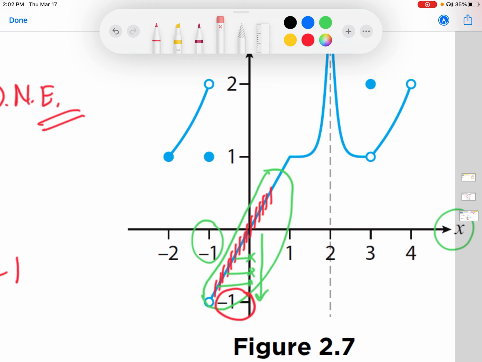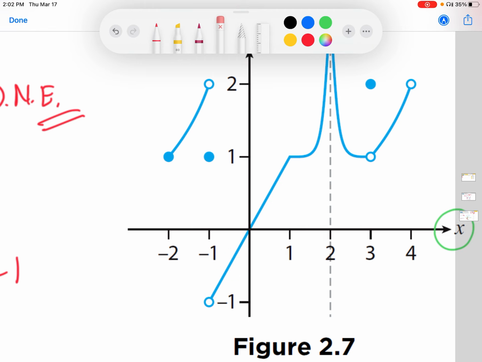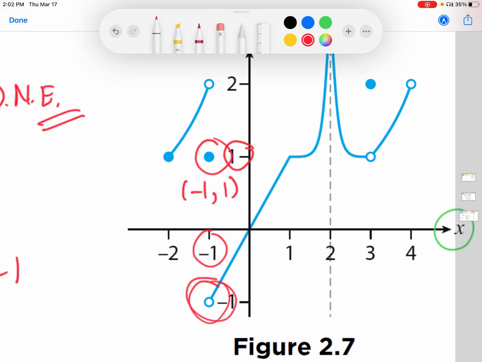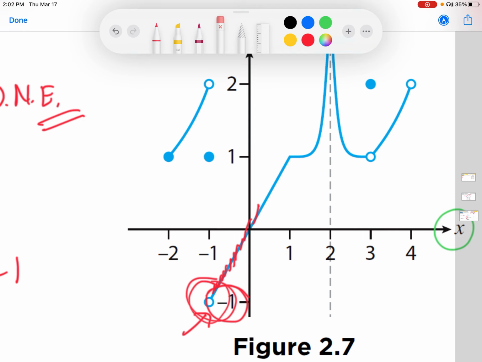Like we talked about in the previous video, video 4.1, it does not matter for the purposes of finding a limit whether this circle here is open or closed. This closed circle tells me that the point (-1, 1) is a point on the graph. At x equals -1, the y value of the function is 1. This open circle down here tells me that at x equals -1, the y value is not -1. But in terms of the limit, -1 is the number that the function is approaching as x goes to -1 from the right.